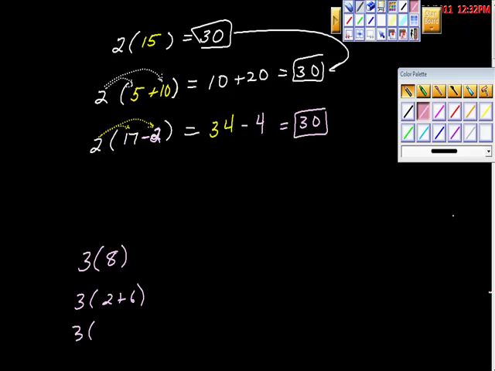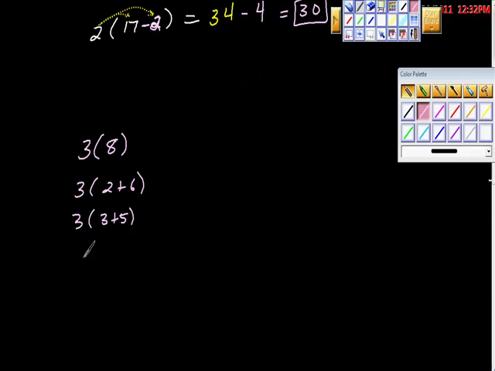3 times 3 plus 5. 3 times 4 plus 4. And then distribute completely and see if you don't get the same answer. See if you don't keep getting the answer 24 back. Where does that lead us to?